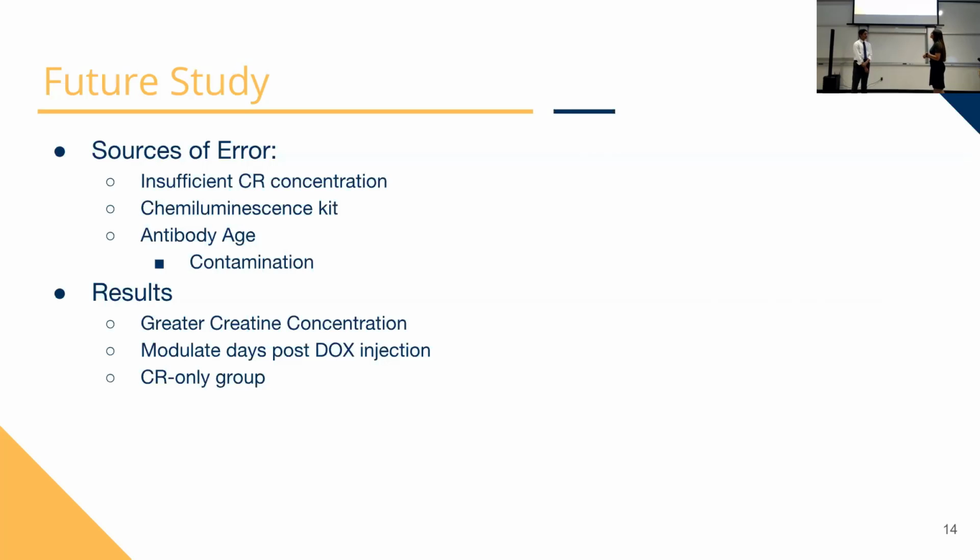And for results, greater creatine concentration would help us determine if creatine would help counteract the effects of doxorubicin. If we modulate the days post-doxorubicin injection, it would broaden the spectrum of data that we have in order to compare them to one another. And a creatine-only group would also help justify that creatine does upregulate the expression of MERVs when doxorubicin downregulates.